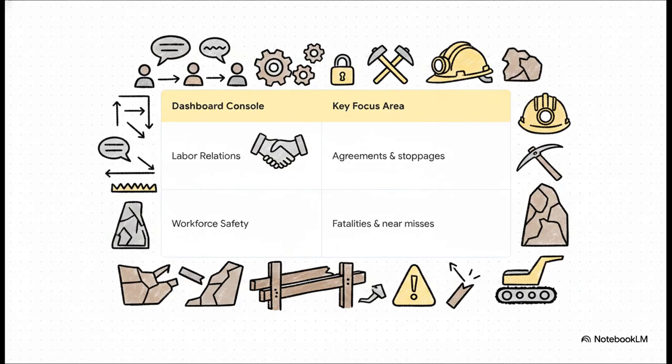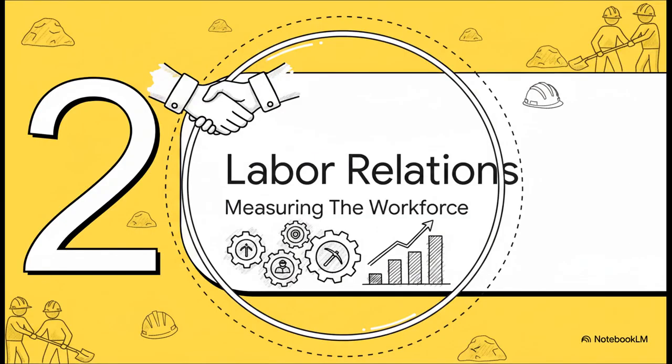On the left, we've got labor relations, tracking the social dynamics and stability of the workforce. And on the right, workforce safety, focusing on the physical environment, which is absolutely critical when you're dealing with cave-in risks and heavy machinery. All right, moving to Section 2, measuring labor relations.